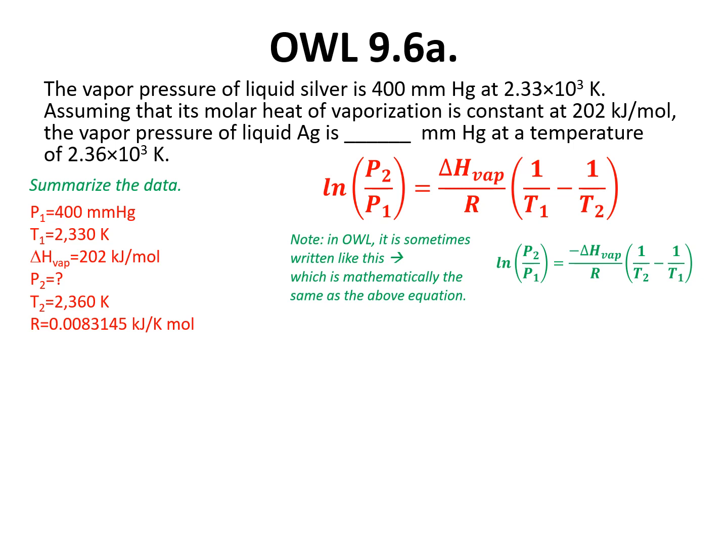Okay, the left side is the same, the right side is different. They put a negative sign in front of the delta H of vaporization over R, and then they flip the temperatures. It's now 1 over T2 minus 1 over T1. Is this equation in green mathematically different than the equation in red? No, they're exactly the same.